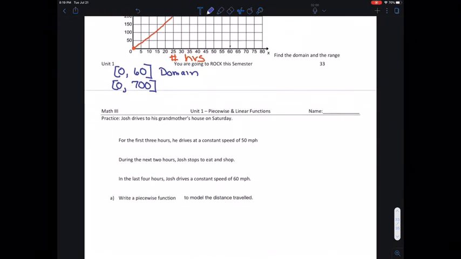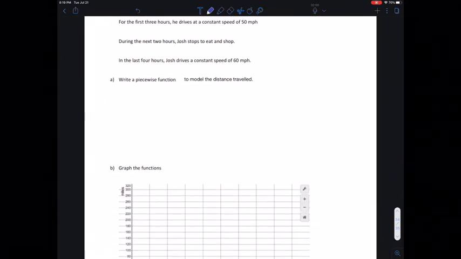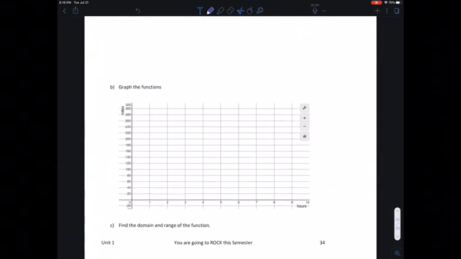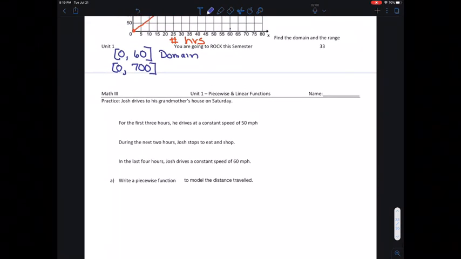Okay? All right, we're going to go to the next one. And this is the last one. And I kind of want you to pause this for a second, read it, and then sort of graph what it would look like.